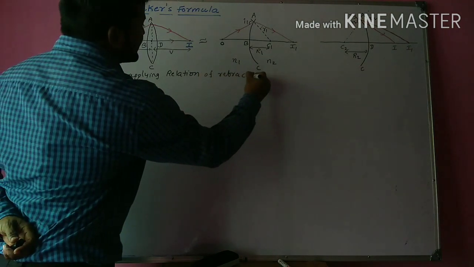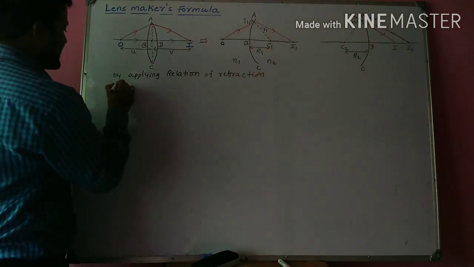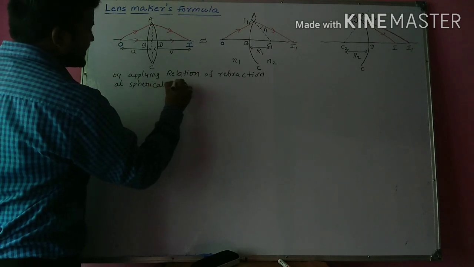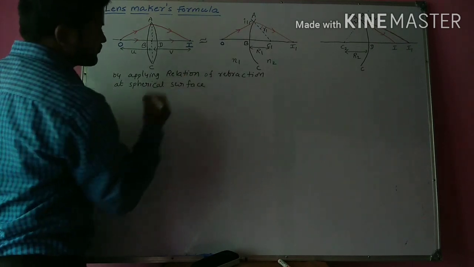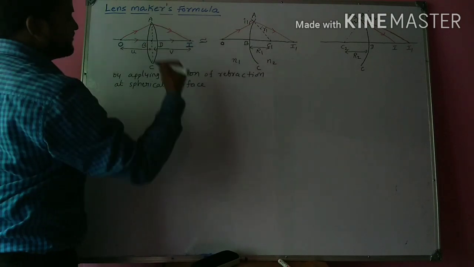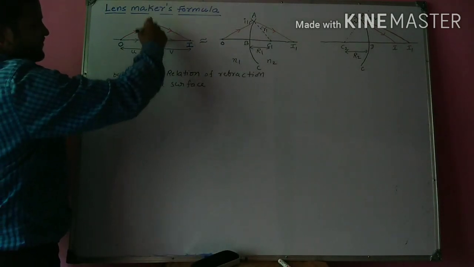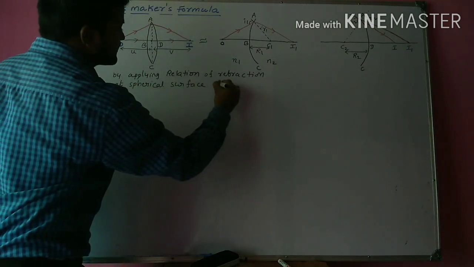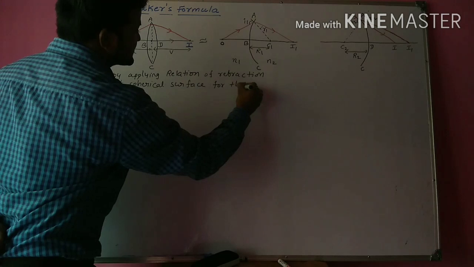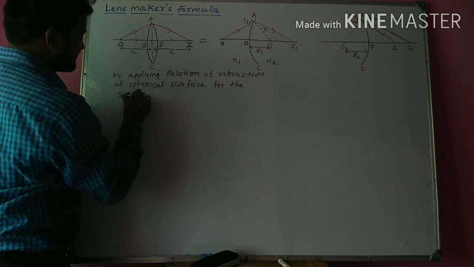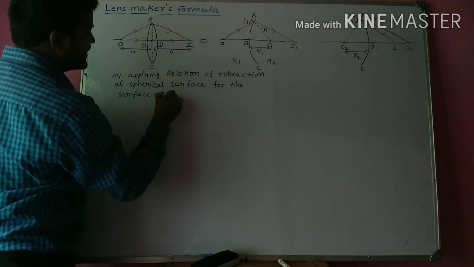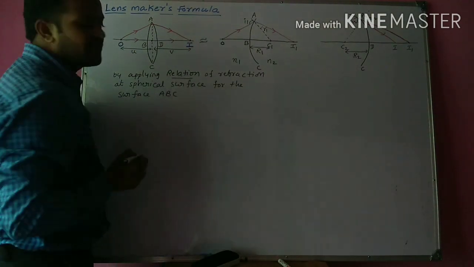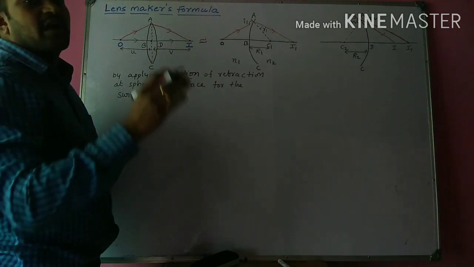Applying the relation of refraction at a spherical surface for the side ABC. Here there are two spherical surfaces, ABC and ADC. I am applying first for the ABC surface. For the first ABC surface, I am applying this relation of refraction.